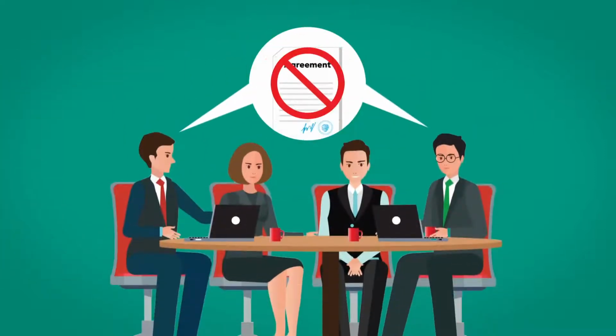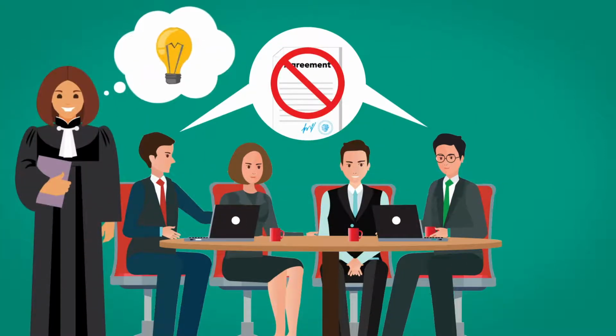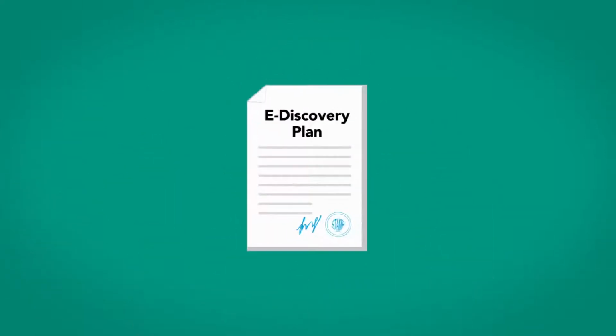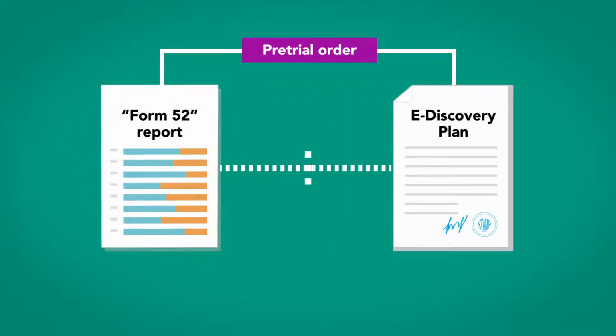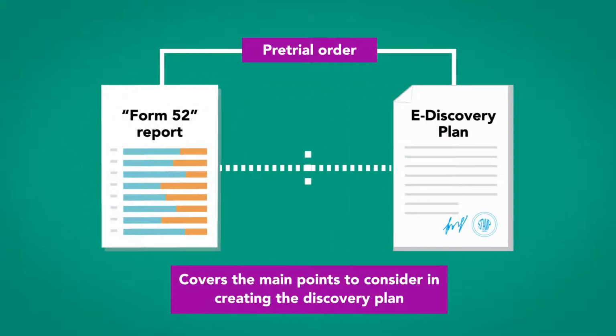If there is no agreement between the parties, the judge will impose a plan. At that point, the plan will be memorialized as a pretrial order and generate a Form 52 report. Form 52 covers the main points to consider in creating the discovery plan.